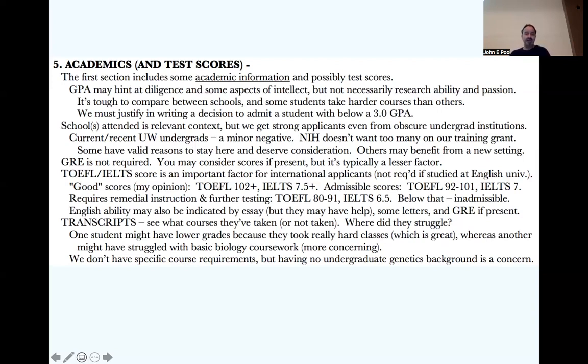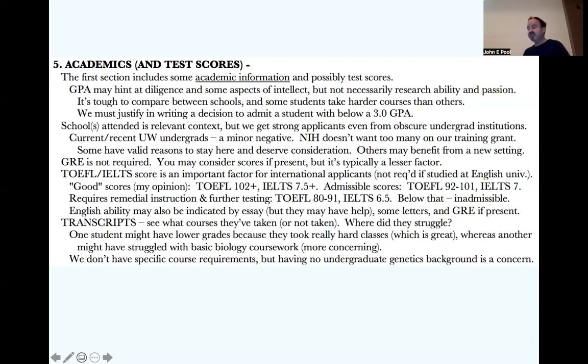And the other factor that I mentioned here, I think I mentioned this before too, is that we actually do have to at least argue for why we want to admit a student whose GPA was below 3.0. We can admit such a student, and we have. But we have to make an extra case to the graduate school for why we want to do that.